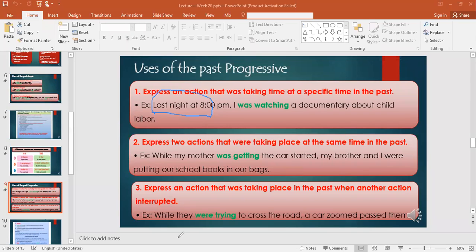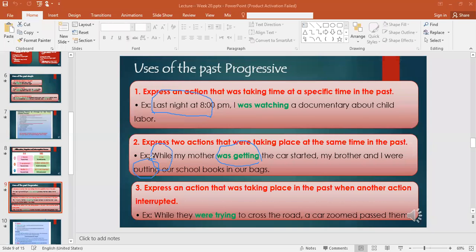While my mother was getting the car started, my brother and I were putting our school books in our bags. Excellent, Hassan. Let us see what we have here. While my mother was getting the car started, my brother and I were also doing something: we were putting our school books in our bags.